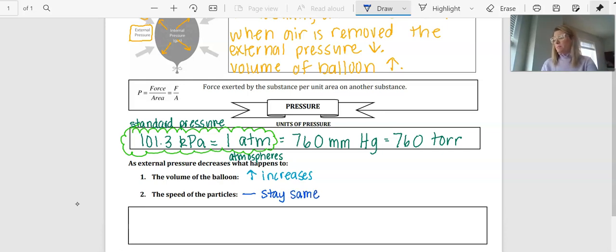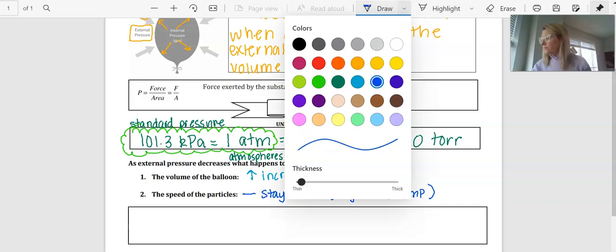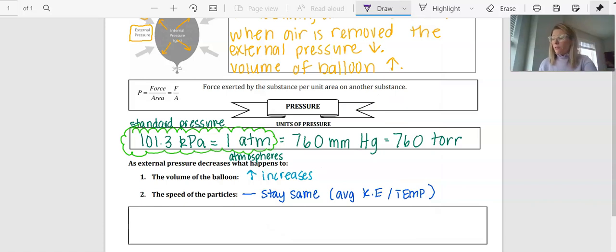Remember, we measure the speed of the particles as the average kinetic energy or the temperature, okay? And again, we said temperature is constant in this. They're not moving any faster. It's just if the external pressure is removed and that gas particle hits the inside of the balloon now, it's going to cause it to expand. It's not limited by that external pressure. So this leads us to Boyle's Law, okay? Let's go ahead and finally officially talk about Boyle's Law.